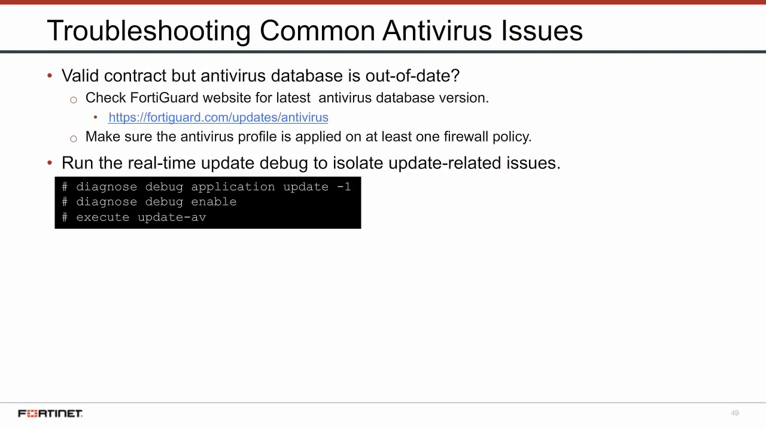What if FortiGate shows valid license but the antivirus database is out of date? Check the current database version installed on your FortiGate and compare the version number with the current release on the FortiGuard website. FortiGate may not update the antivirus database if it is not being used, applied on a firewall policy. Make sure the antivirus profile is applied on at least one firewall policy. If you continue to see issues with the update, run the real-time debug command to identify the problem.